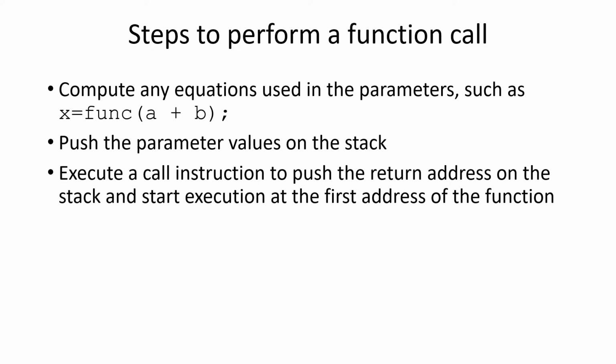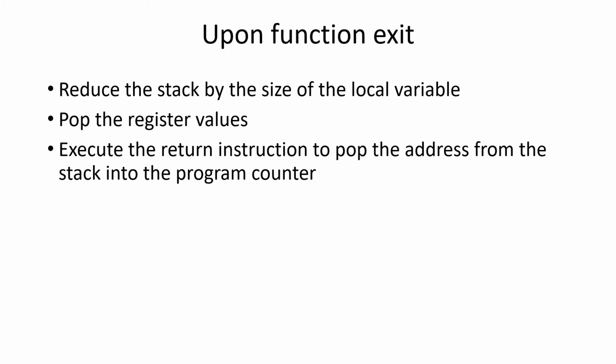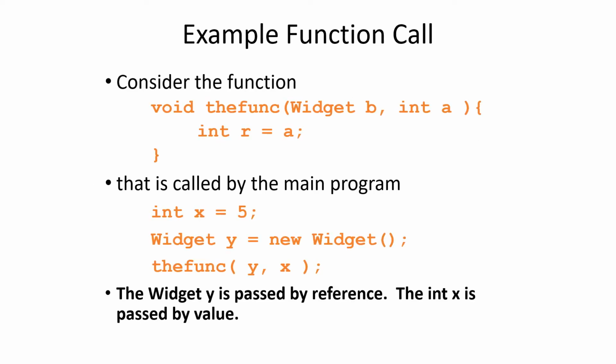We'll show an example here. We'll show where x equals the function a plus b. Now the first thing it has to do, of course, is add a and b, then push that value onto the stack. And then upon entry, it's going to save some space for the registers, increase the stack pointer to reserve local memory, and then start executing the method. When the method is done, it's going to undo what it did. It is going to reduce the stack size for the local variables, pop the saved registers, and then do a return instruction that will pop the return address off the stack, put it in the program counter, causing the machine to execute at that address.